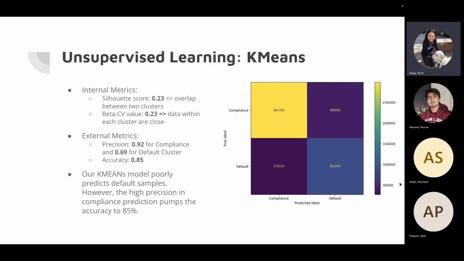Because of this high precision score, the overall accuracy of our model is 85%. This accuracy score is misleading because it hides the fact that the model is not good at predicting the default label. As a result, we decided that k-means is not a good model for our data set. Next slide.